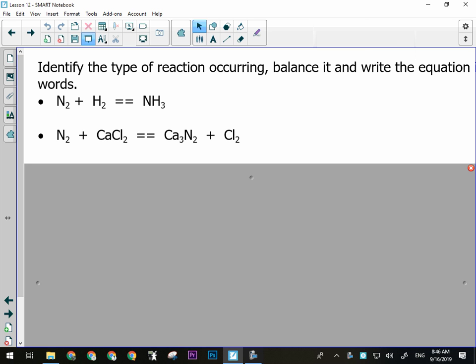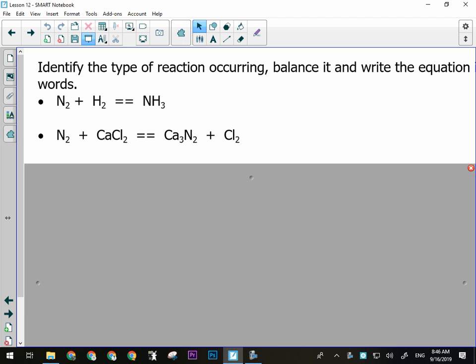So on Friday, we went over the 5 different types of chemical reactions. We went over synthesis reactions, which is 2 elements combining to form a single compound. We went over decomposition reactions, which is 1 compound breaking down into its elements. We went over combustion reactions, where a hydrocarbon, that is a molecular compound containing carbon and hydrogen, reacts or burns in the presence of oxygen, and it produces carbon dioxide and water.